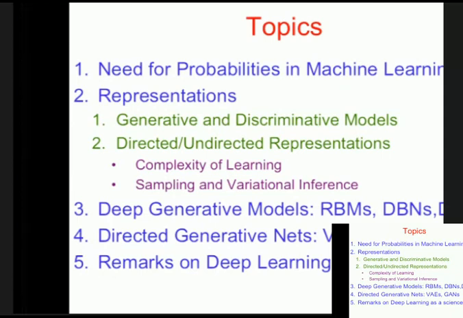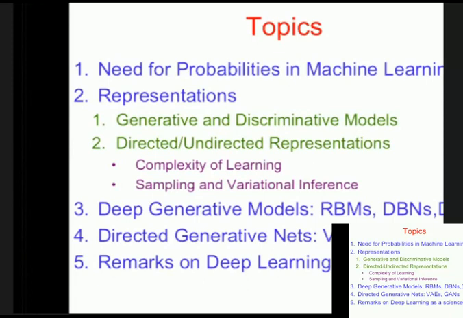And learning these models and the complexity of learning these models. And the method of using them to make some inferences, such as determining the class and so on. And the approximate methods, such as sampling and variational inference, these are the methods that are commonly used. So that's all basics of probabilities and generative discriminative models and directed, undirected, and sampling and variational inference.